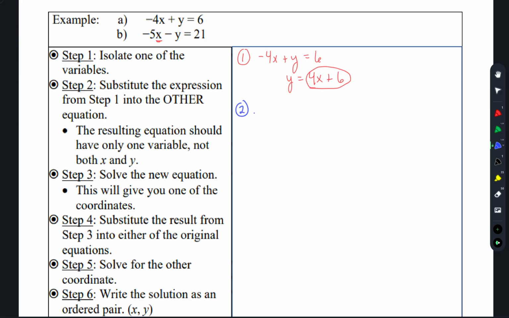So then your second step is you're going to go negative 5 times the x, minus y equals 21. So you're going to put in the 4x plus 6. And then you're going to be distributing, yada, yada, yada, solve. Oh, for y. Thank you.